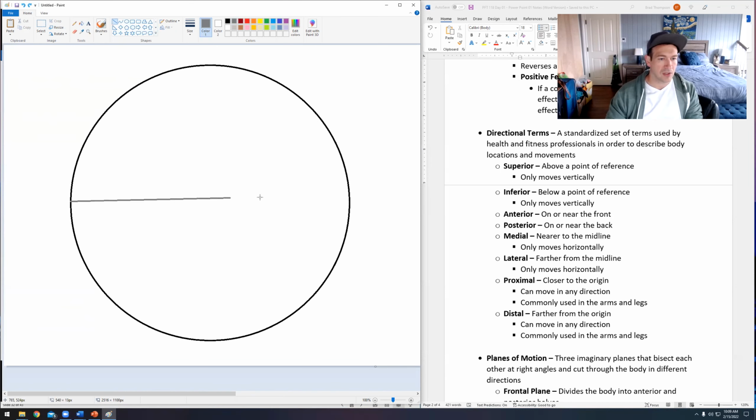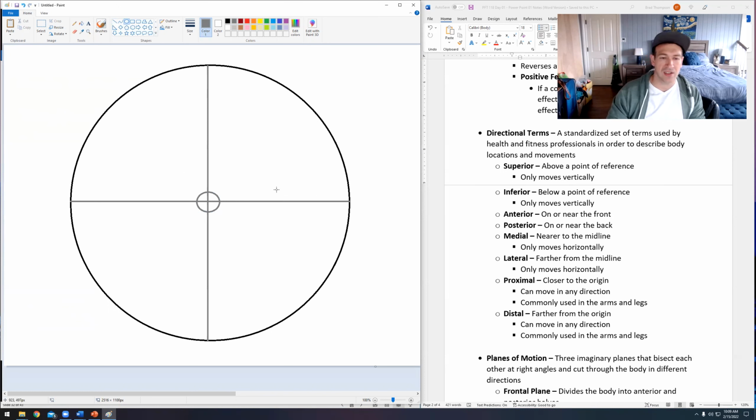I got the middle of the circle here, right? So that's the middle, and then this right here would be the center. A little bit different, right? So there's the center there. Anything above this line that moves vertically, we're going to call that superior.